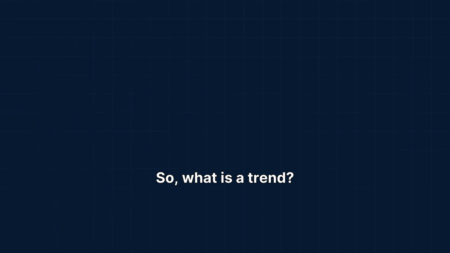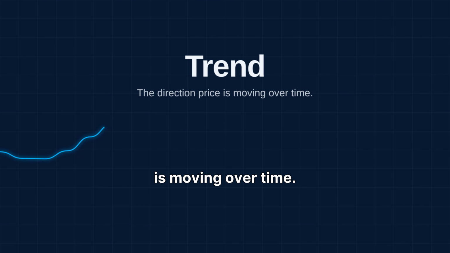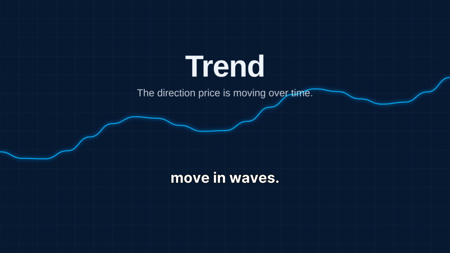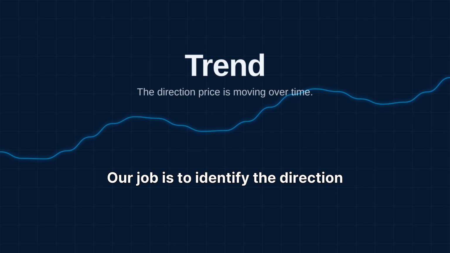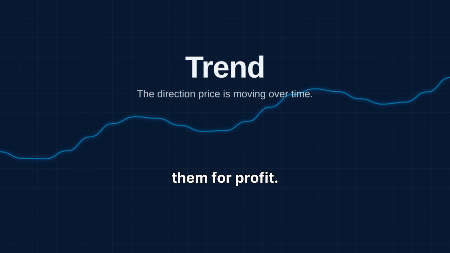So, what is a trend? Simply put, it's the overall direction price is moving over time. Markets don't move in straight lines, they move in waves. Our job is to identify the direction of those waves so we can ride them for profit.